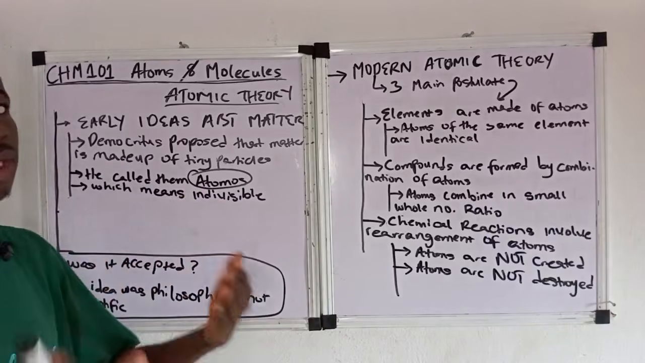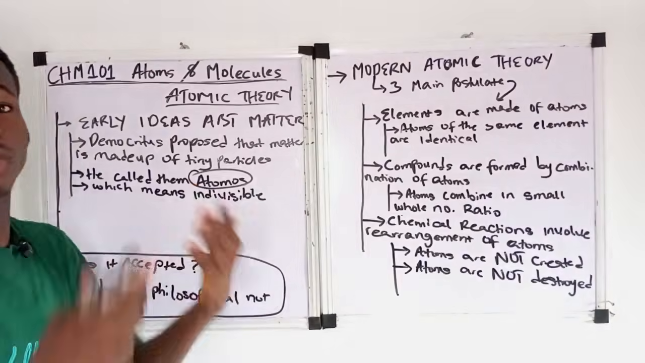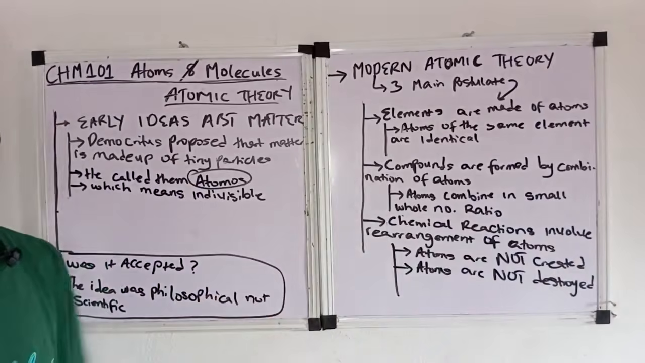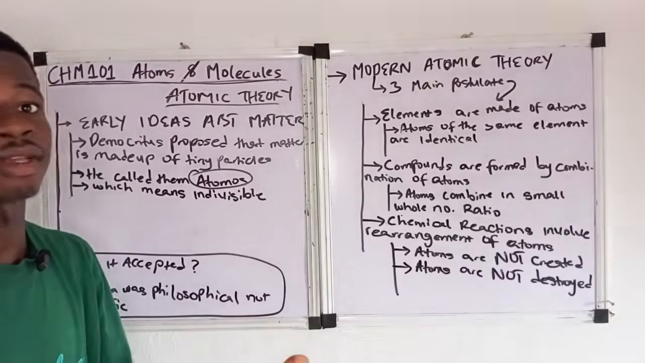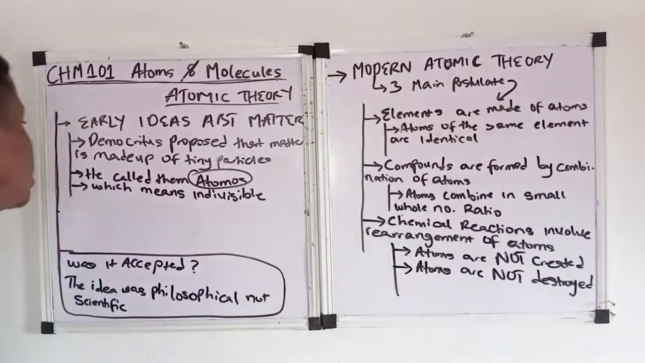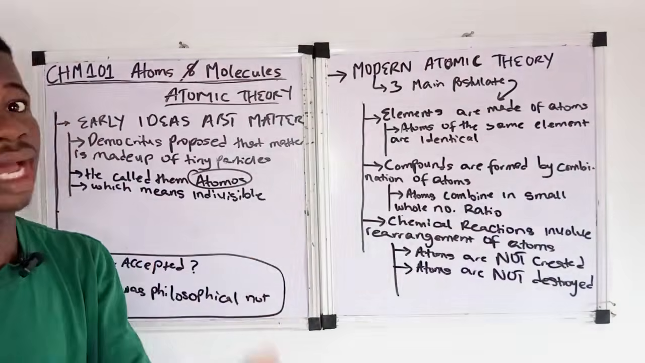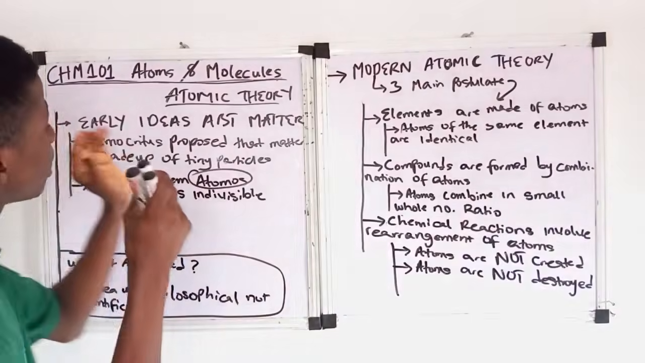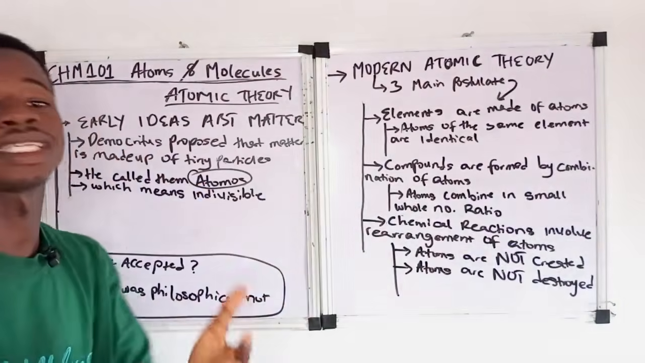Take note that Democritus was the very first person who talked about the atom. He said that matter is made up of tiny particles called atomos, which means indivisible. The word atomos is a Greek word, and Democritus was a Greek philosopher, not a scientist.